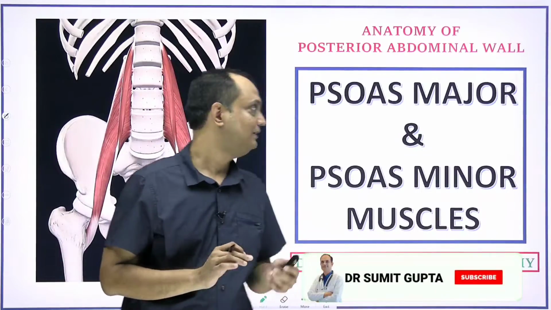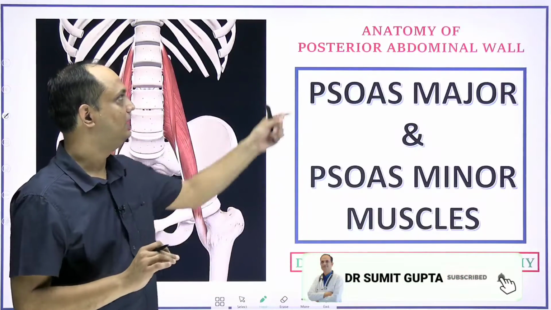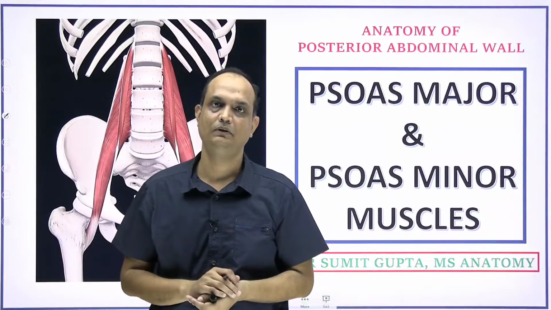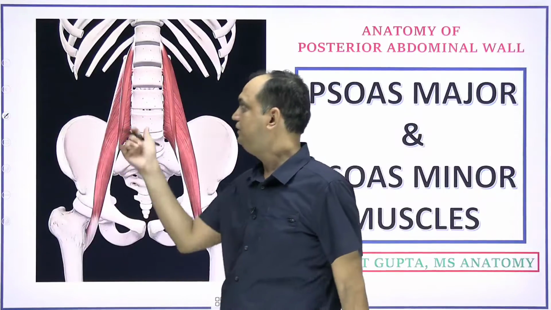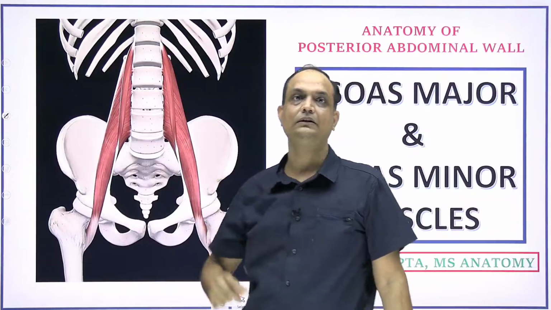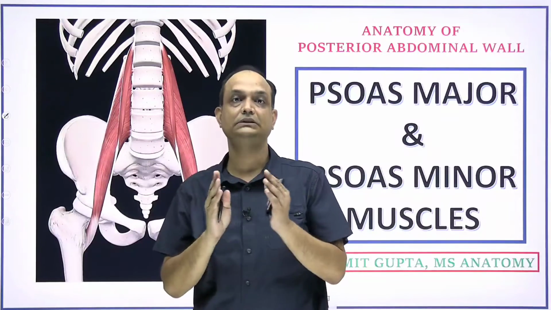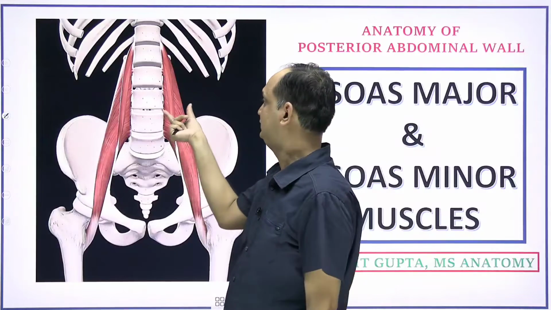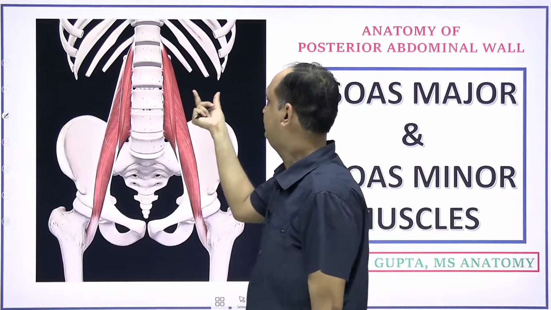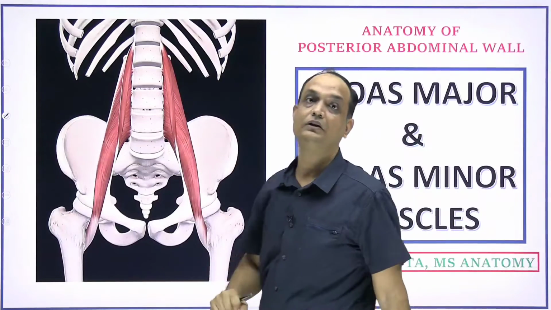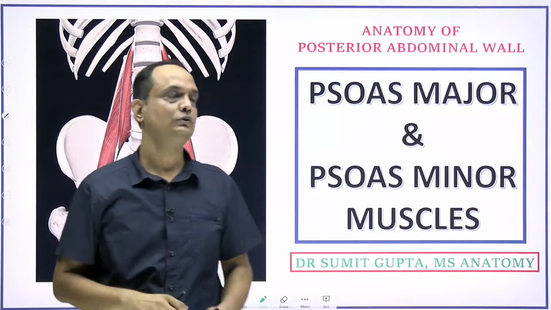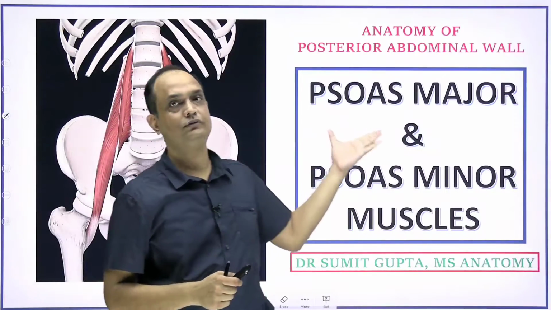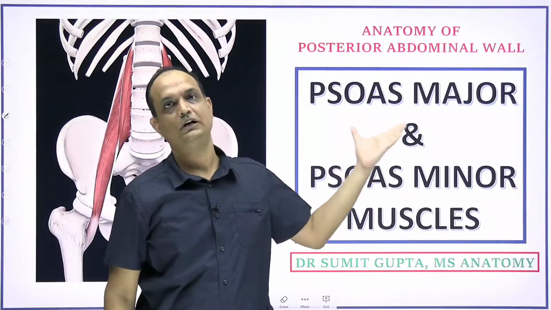Hello students. Today we will discuss the anatomy of the posterior abdominal wall. When you see the posterior abdominal wall, you know that in the posterior wall you have three major muscles. From medial to lateral, you have the psoas major, then quadratus lumborum and transversus abdominis.